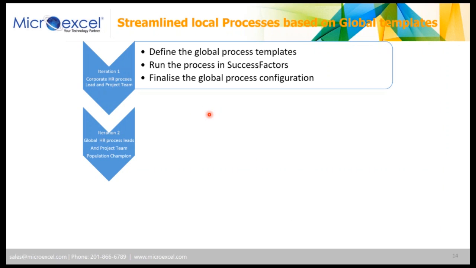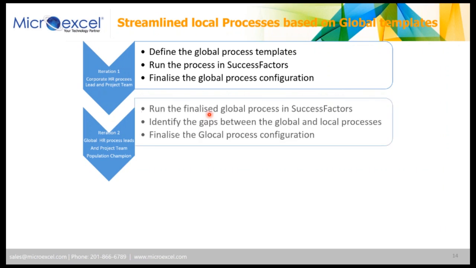So here, if we go to compensation and benefits, if we go for the salary review, we go through the compensation and benefit specialists from the different countries or regions, and we will run the same process for the second iteration with the project team, and when possible, include some population champions. Is it managers in this case for the salary review? Is it an employee if we do performance appraisals? So that we can run the finalized global process in SuccessFactors.